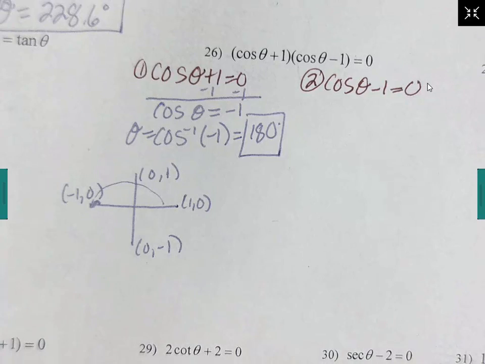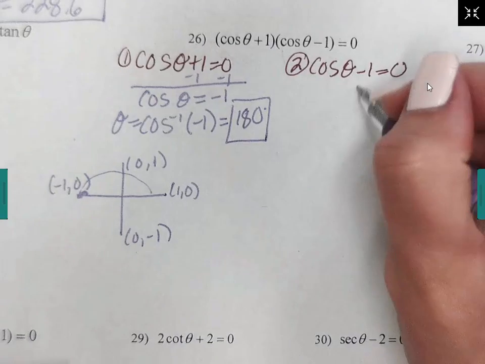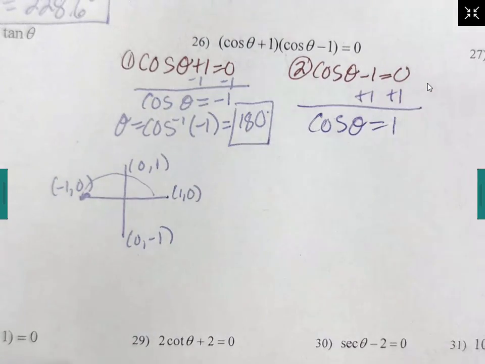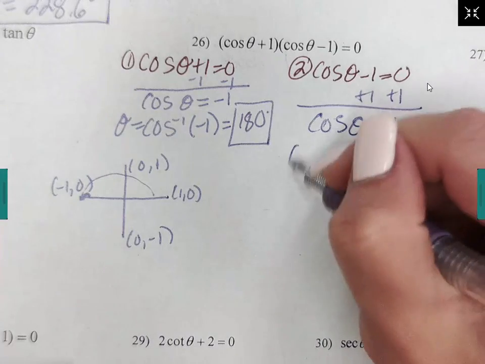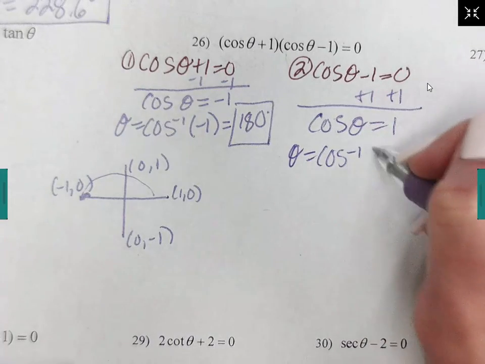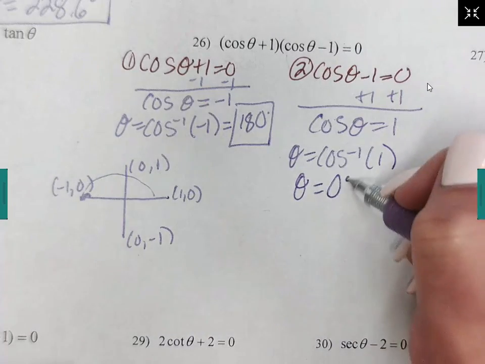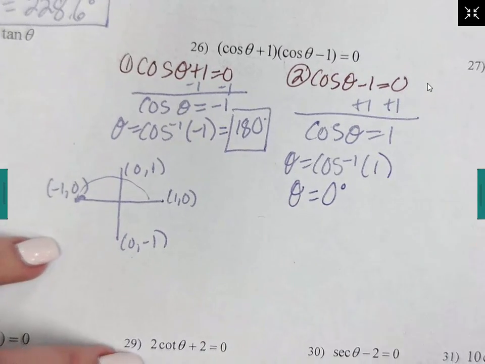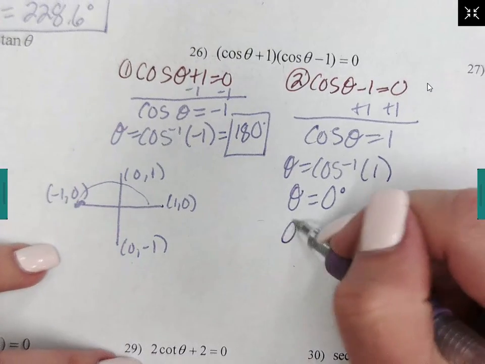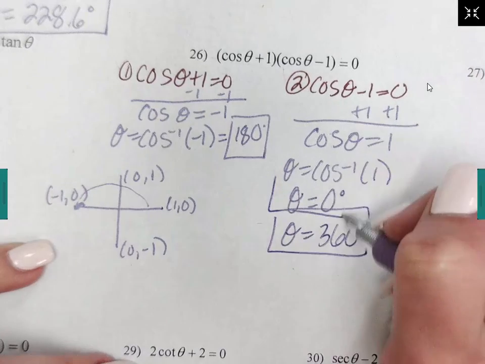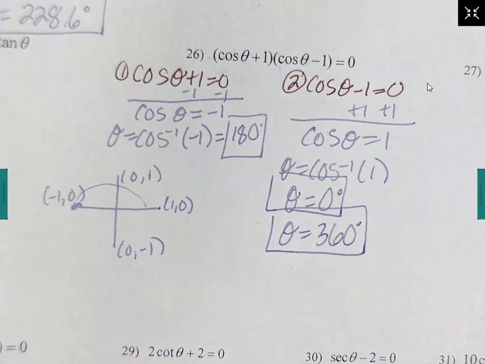Now, we might have a different answer for positive 1. If we add 1 here, that gives us the cosine of theta is equal to 1, right? So then theta is equal to the cosine inverse of 1. So what would theta be equal to? 0 degrees. But if theta is 0, what else is... right, theta is also equal to 360 degrees. And are there any other points where our cosine is going to be positive 1? No, right?